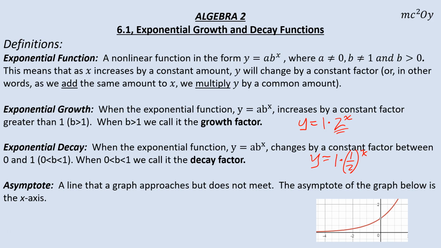And then an asymptote is a line that a graph approaches but does not meet. The asymptote for this graph right here is actually the y-axis, or excuse me, the x-axis. That would be our asymptote. Or rather than saying x-axis, we could also say where y equals 0. So the asymptote for this graph is y equals 0. All right.